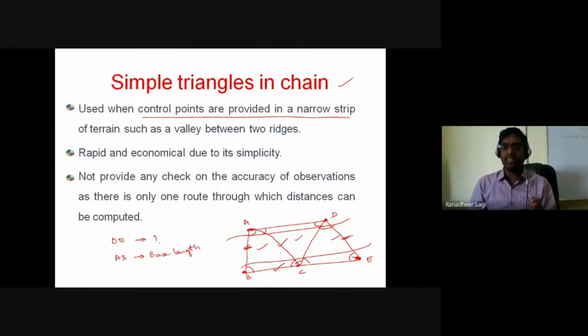As the AC length is known for the triangle ACD, I can go on to find the AD length and the CD length. Once the CD length of the triangle CDE is known, then by making use of the CD length, I can find the CE length, and subsequently I can find the DE length.